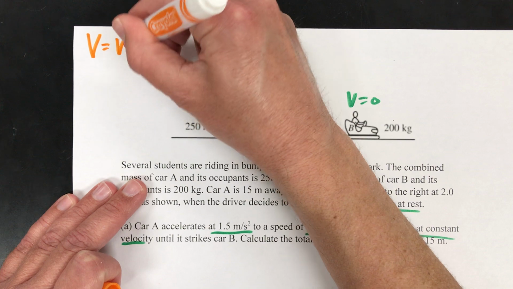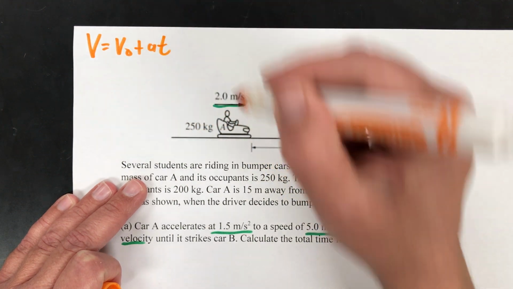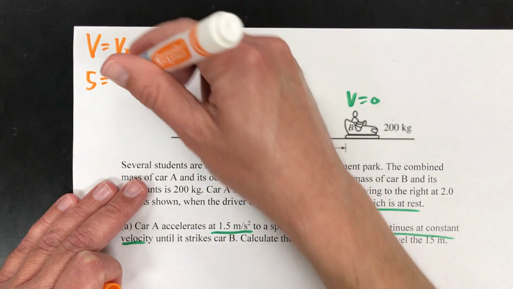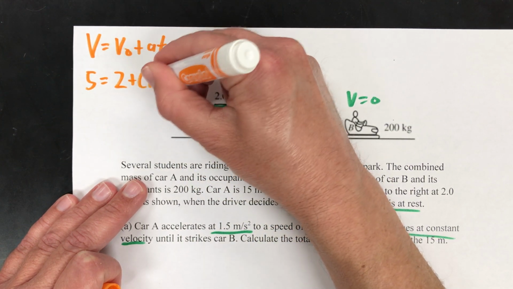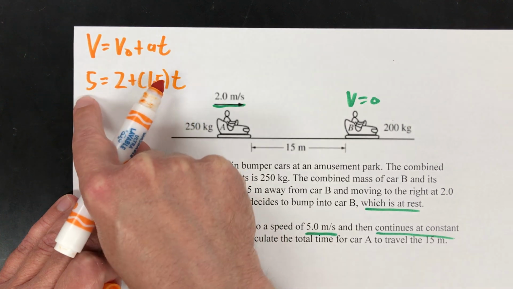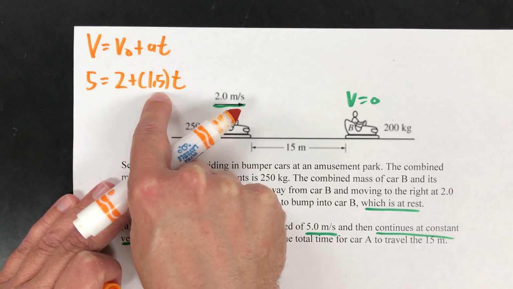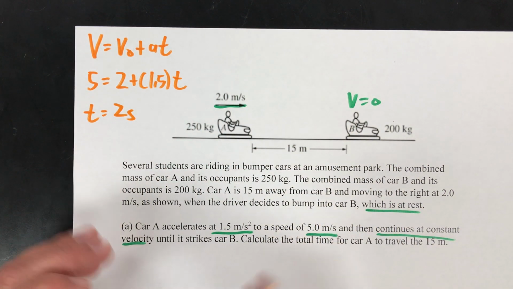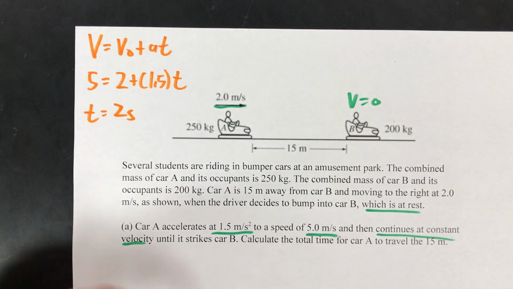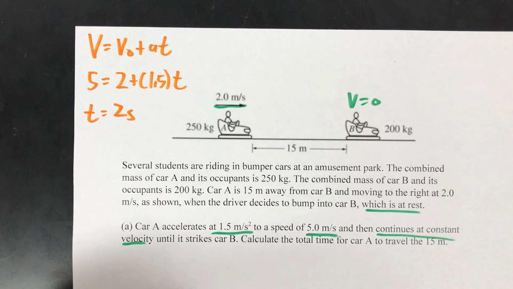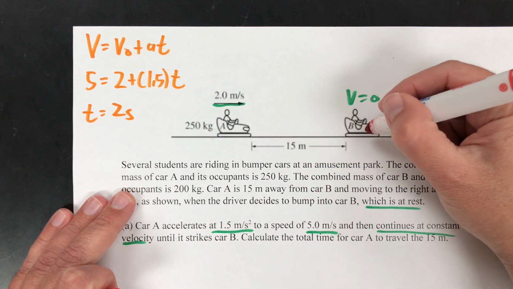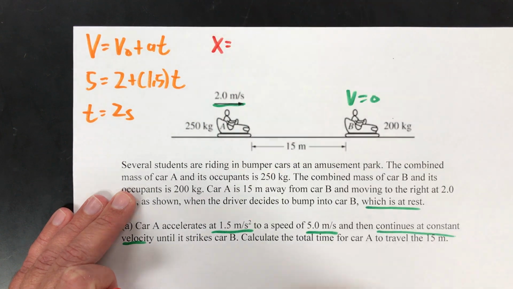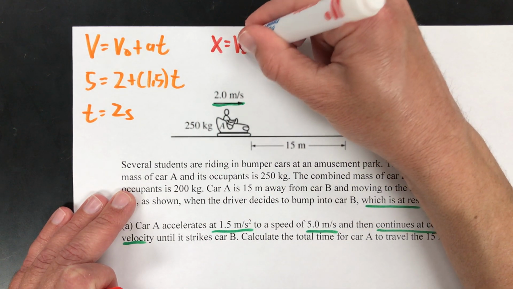The final velocity equals the initial velocity plus acceleration times time. Our final velocity is 5, our initial velocity is 2, and our acceleration is 1.5. So 5 minus 2 is 3, and 3 divided by 1.5 is 2. So it takes 2 seconds to go the initial accelerating portion. But for the second portion, we need to know how far we need to go, so we also need to figure out how far we went. The third equation will be a good one for that.